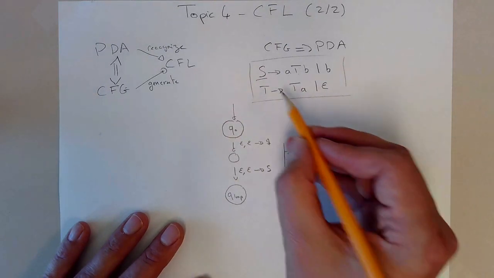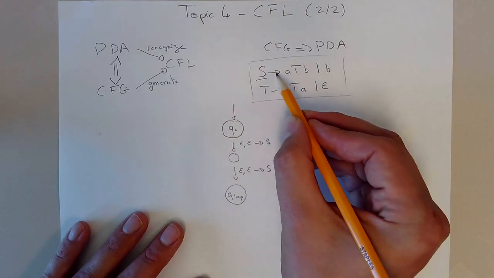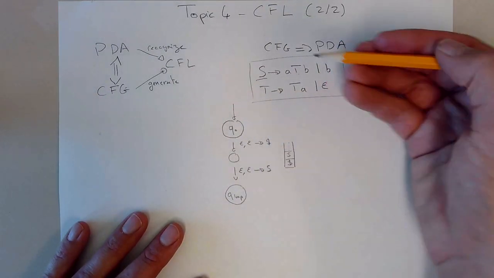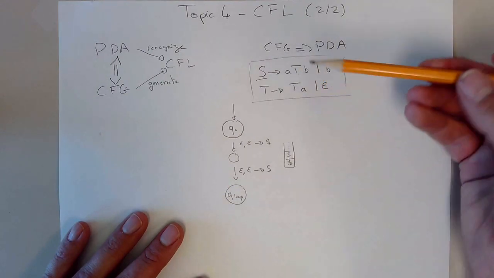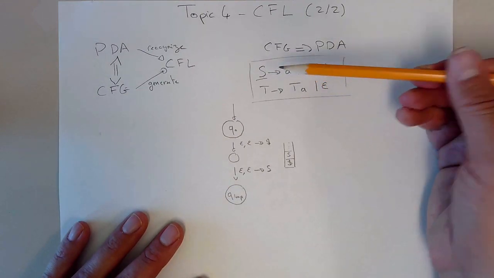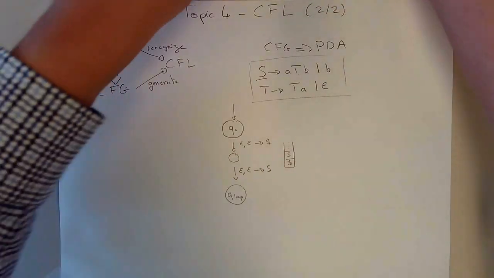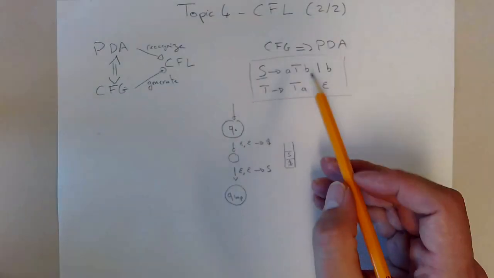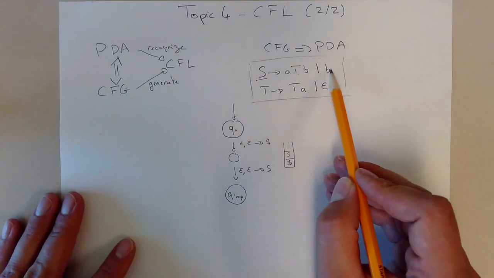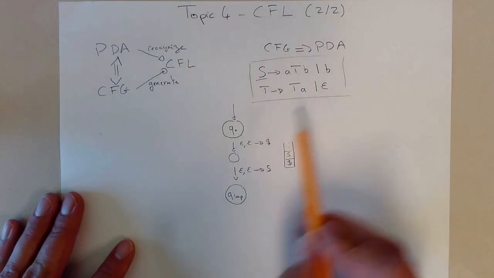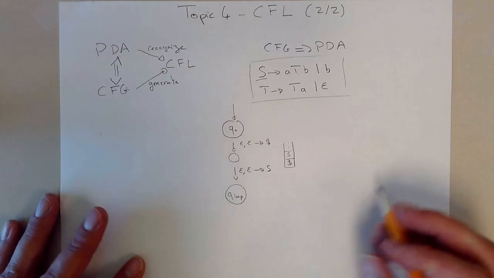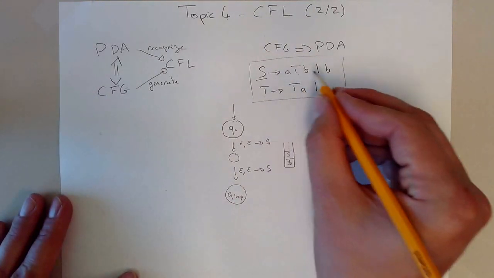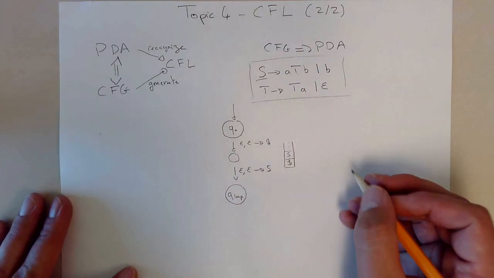So let's start with the first one, S to ATB. There are actually 4 rules here, right? We have S to ATB, S to B, T to TA, and T to epsilon. We actually have 4 rules. So let's just start with S to ATB.